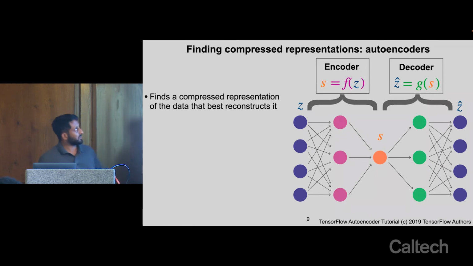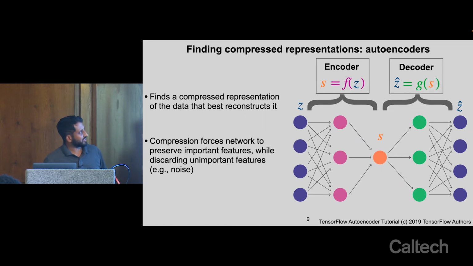Just to review, the system finds a compressed representation that allows it to best reconstruct the data. This compression forces the network to preserve things that are important while hopefully discarding features that are unimportant for describing the data, like variability that we might think of as noise. So this is basically a schematic of what we were talking about for images earlier.